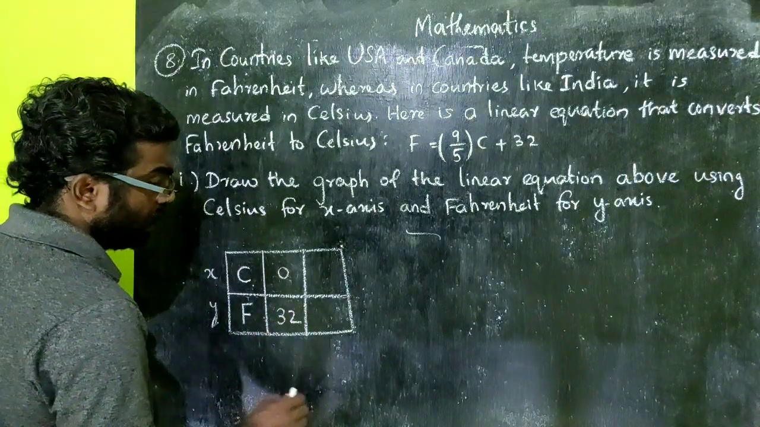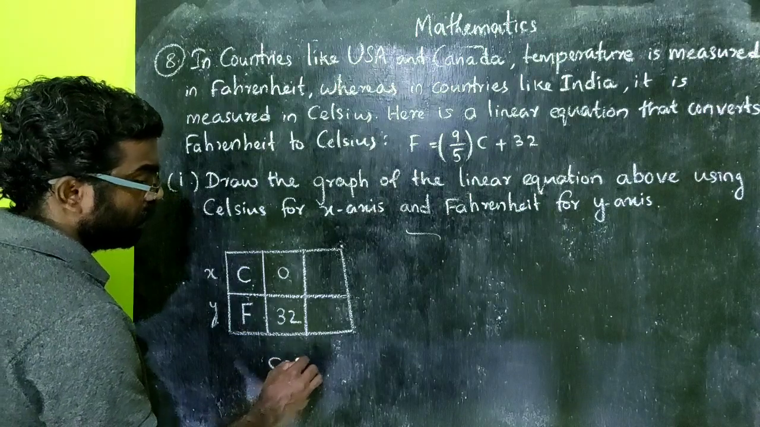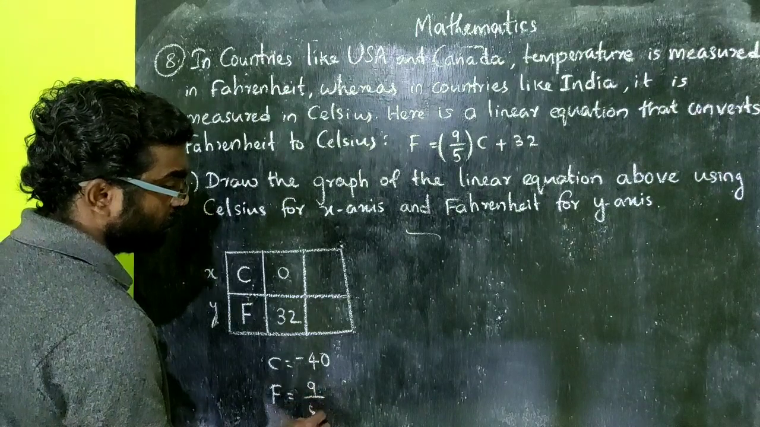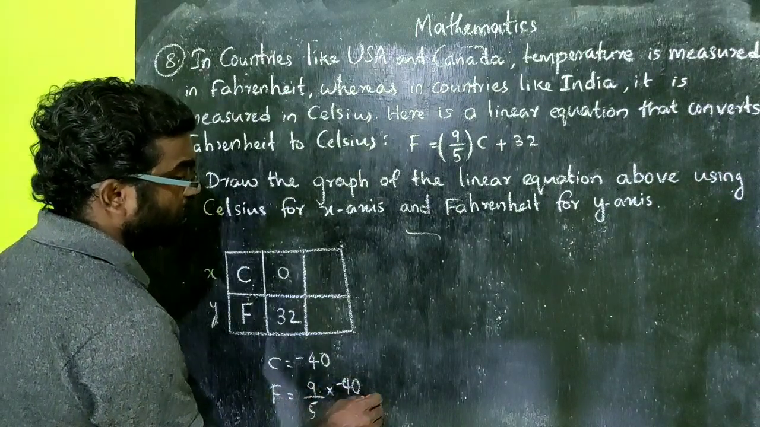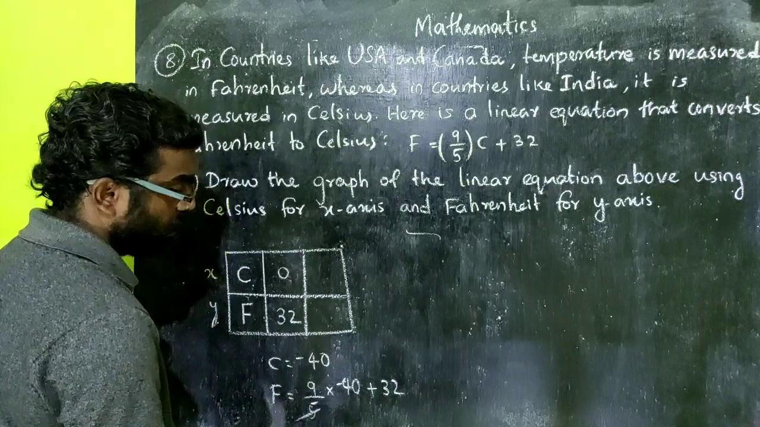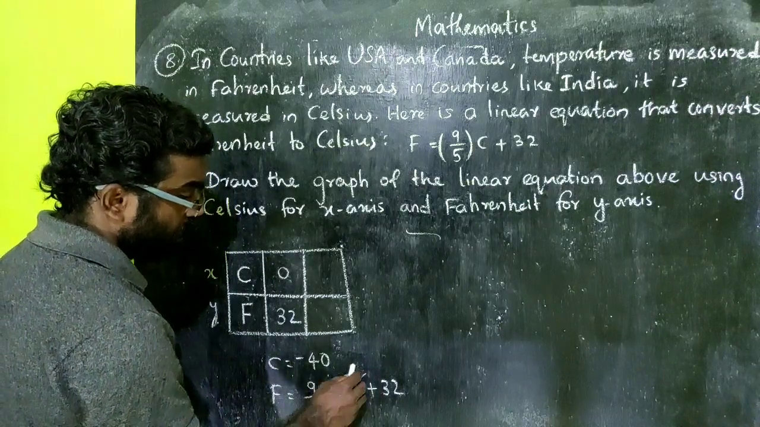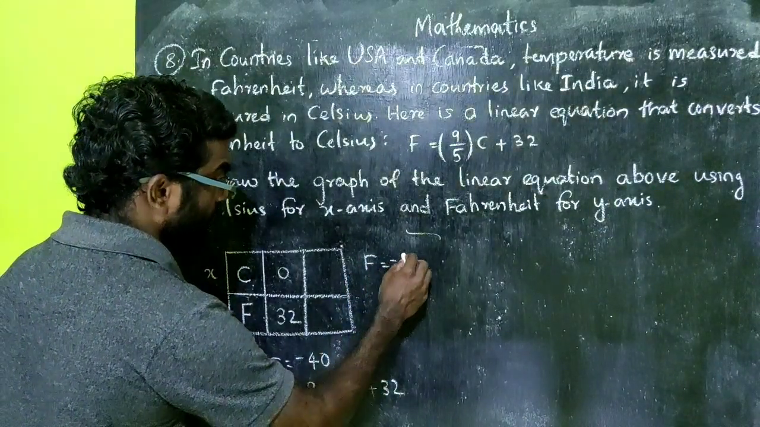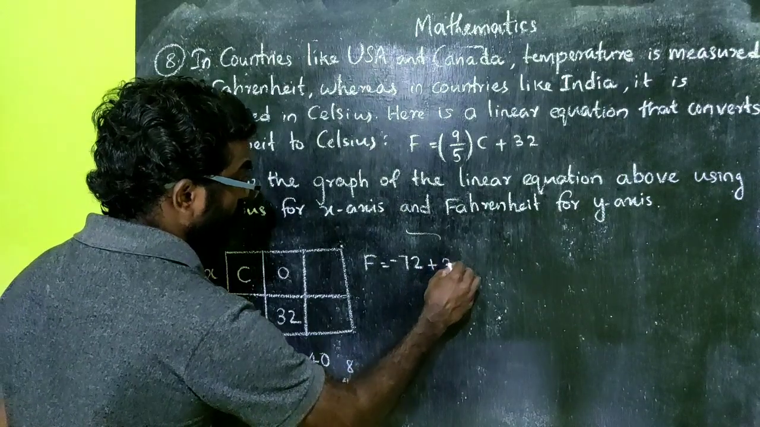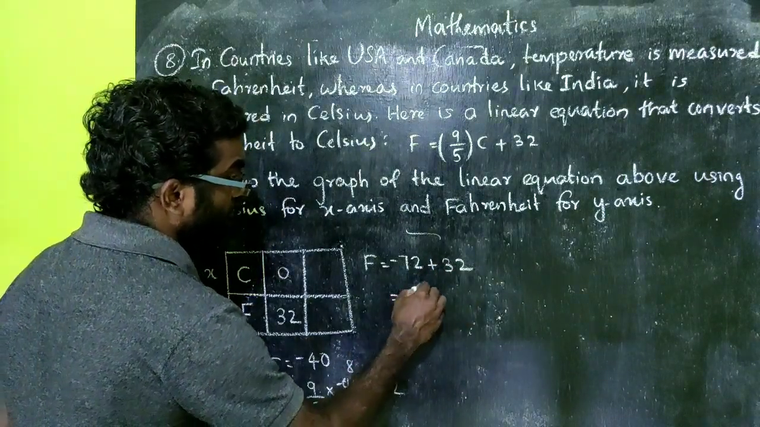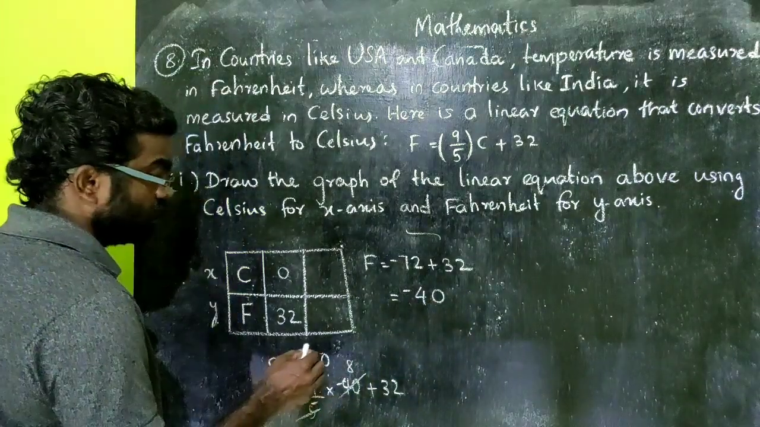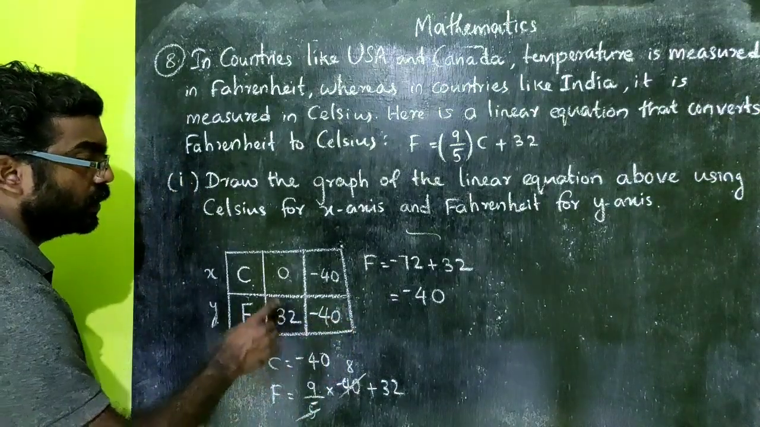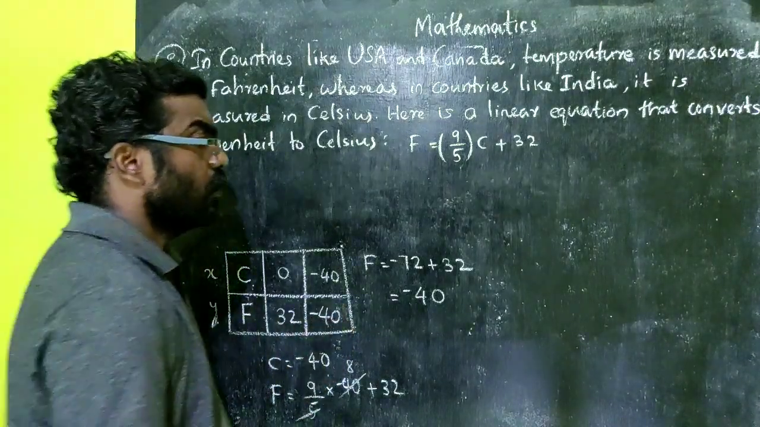Next we can put C equal to minus 40. So F is equal to 9 by 5 into minus 40, then plus 32. 5 and 40 we can cancel, 8. That is F is equal to 9 into minus 8, minus 72, then plus 32, which is equal to minus 40. So here minus 40, minus 40. Using these points, we can draw the graph. We can plot the points.